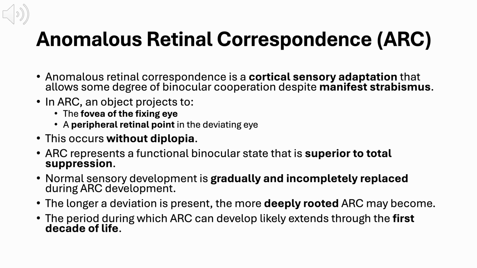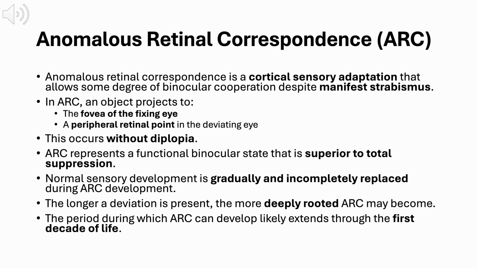In ARC, the object a person is looking at lands on the fovea of the fixing eye, but on a peripheral retinal point in the deviating eye. The brain then treats those 2 points as if they correspond to each other. Because of that remapping, the person does not experience diplopia. This is why ARC is considered a better functional state than total suppression. Both eyes are still being used, even though normal sensory development has been partially replaced by this abnormal mapping.